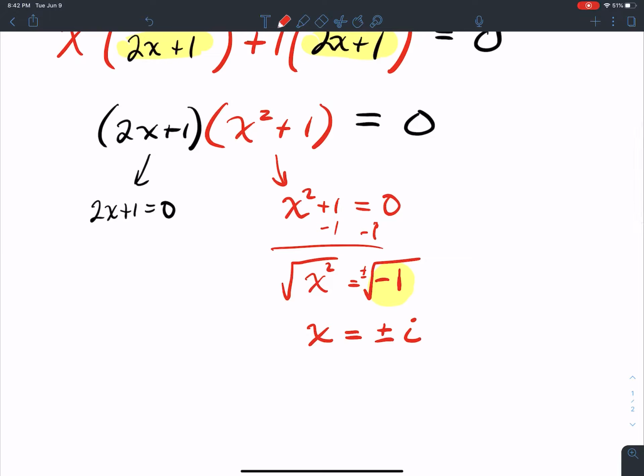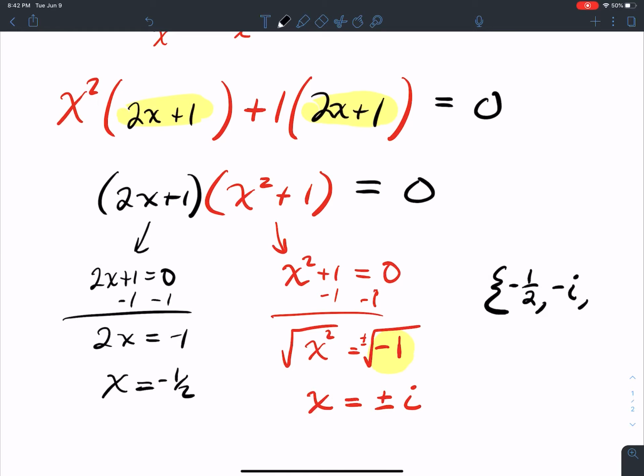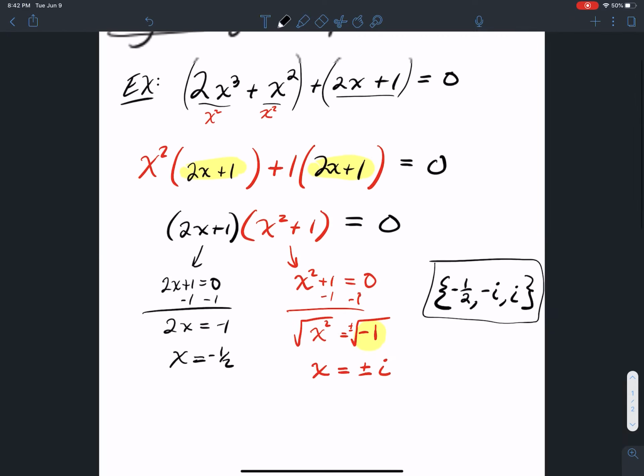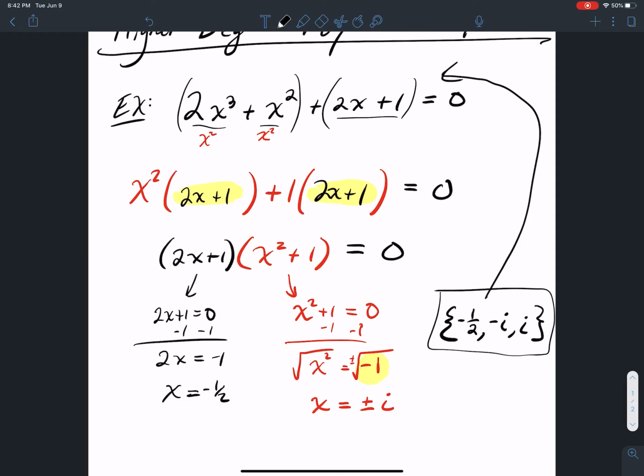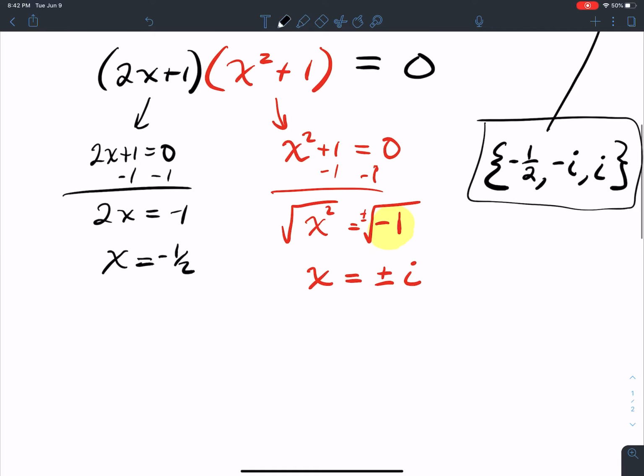Okay? And then over here on the left, we subtract 1 from both sides. 2x equals negative 1, and therefore x is negative 1/2. So my solution set is negative 1/2, negative i, and positive i. And those are the solutions to this equation right up here. Okay, higher degree. So we're talking about degree 3 here. Up to this point, we've just been doing quadratics and linears.